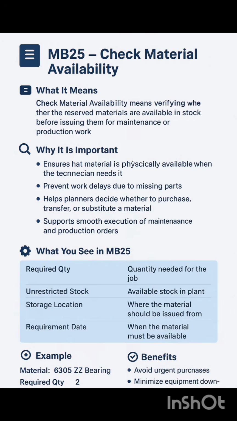For example, how do you see in MB25? It will show the required quantity, the unrestricted stock, the storage location, and requirement date.